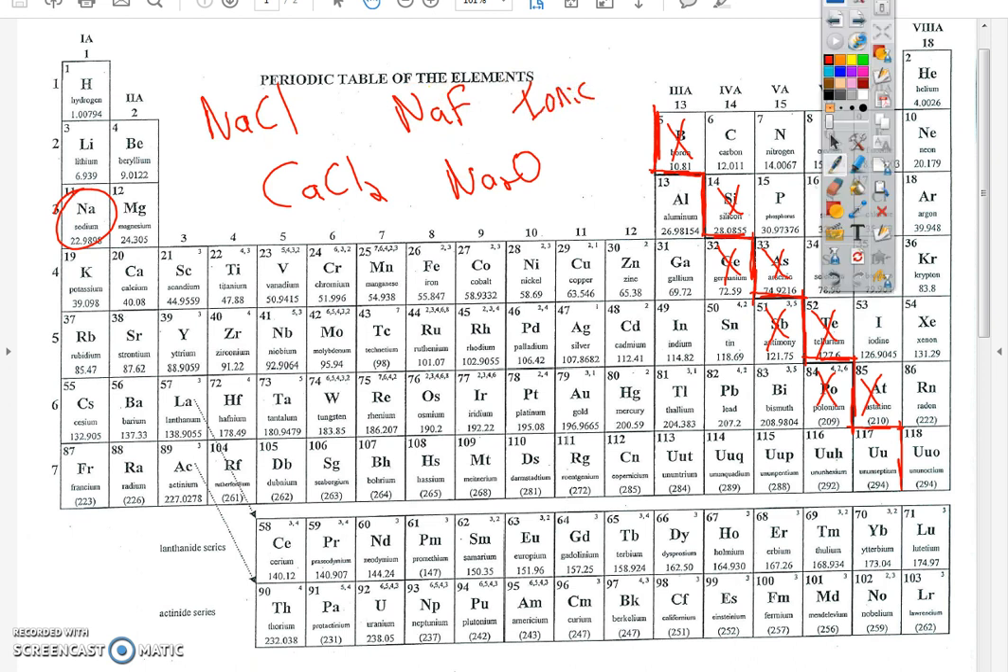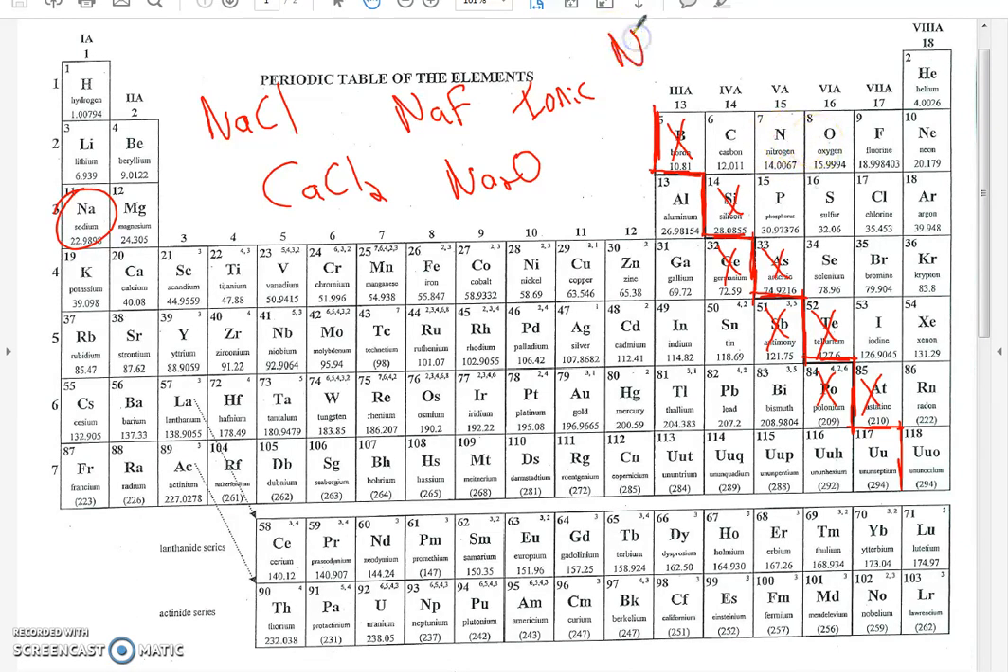Now, covalent means they are two or more nonmetals. So you can have fluorine bonded to oxygen or nitrogen bonded to oxygen. So you can have N2O5, or phosphorus is in there, P2O3. You can have any combination of nonmetals, and those are going to be covalent.